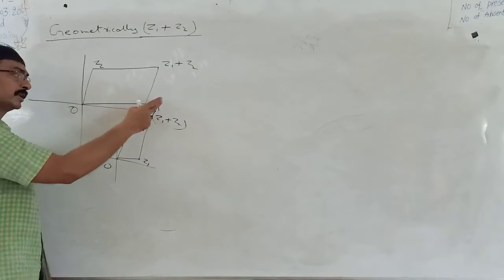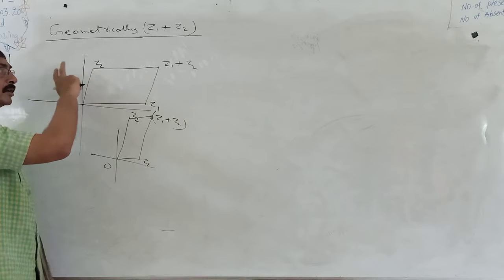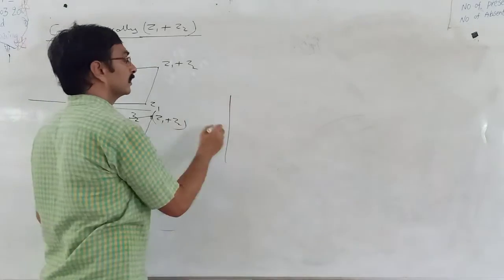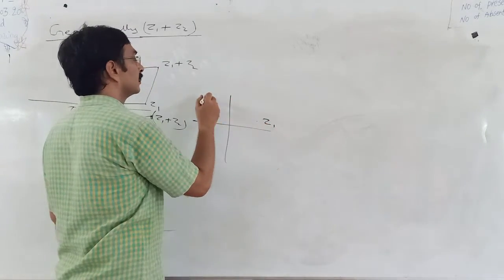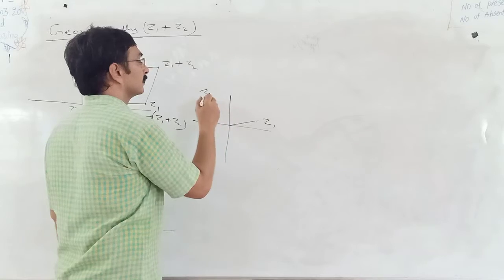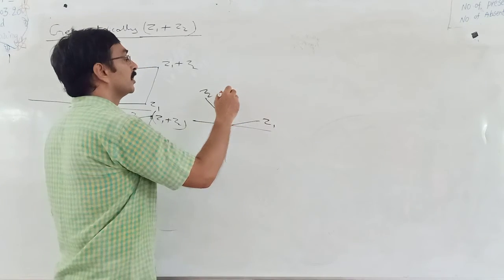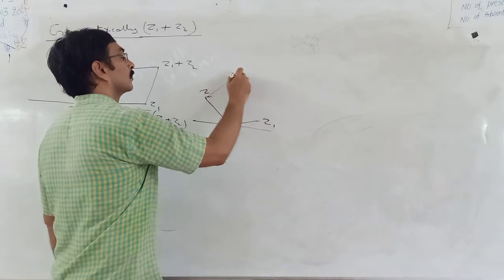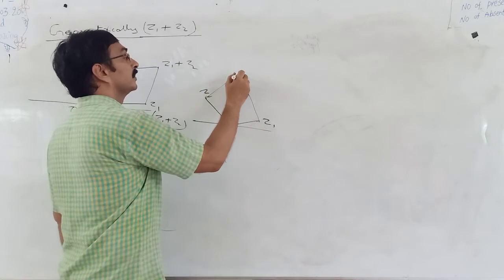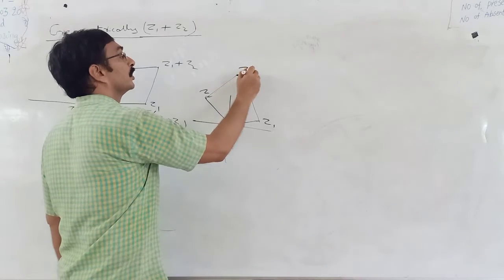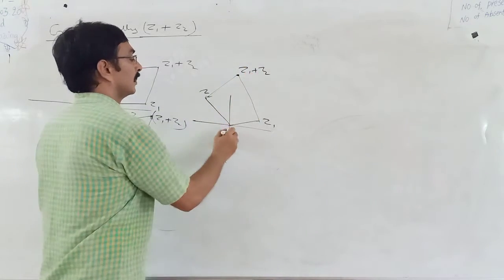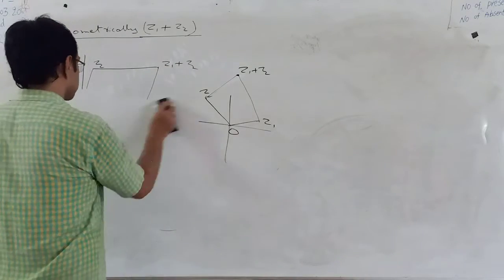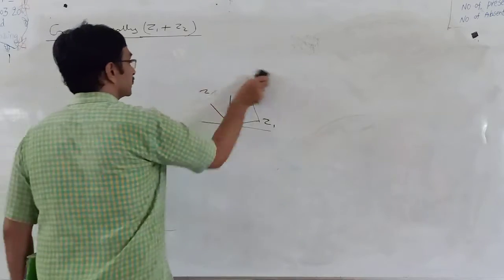Z1 and Z2 need not be in the first coordinate; they can be both in the second coordinate, or one in the first coordinate and one in the second coordinate, etc. Suppose this is Z1, this is Z2. First join these two. Now complete the parallelogram. Suppose this is the parallelogram, then the fourth vertex is the position of Z1 plus Z2. So this is the working rule of finding the position of Z1 plus Z2 from the given two complex numbers Z1 comma Z2.